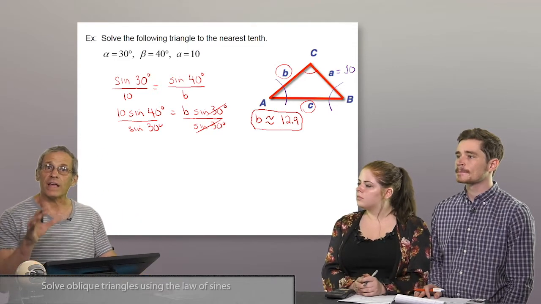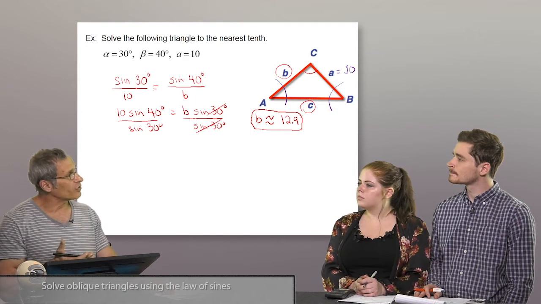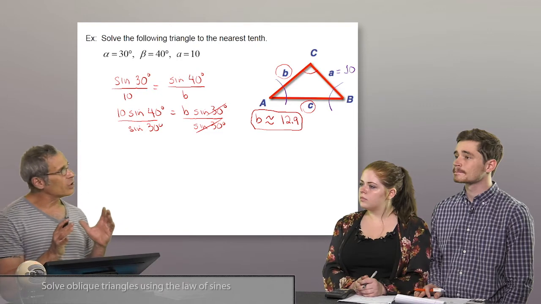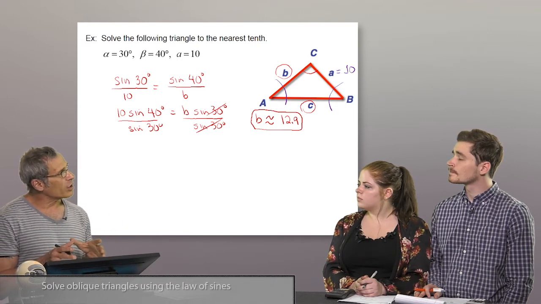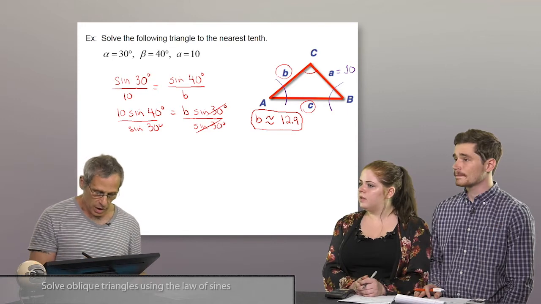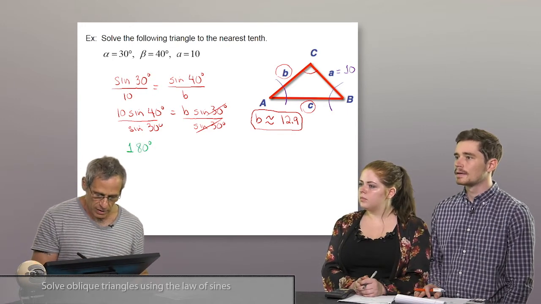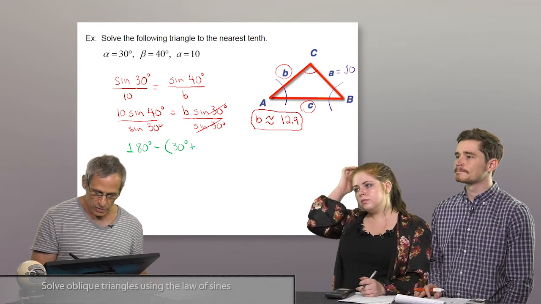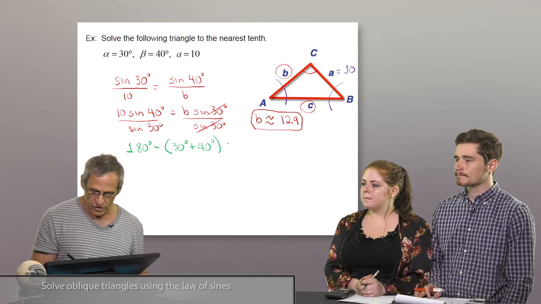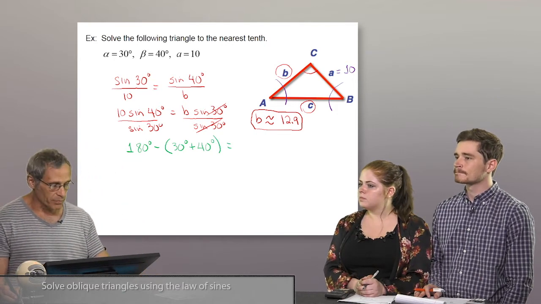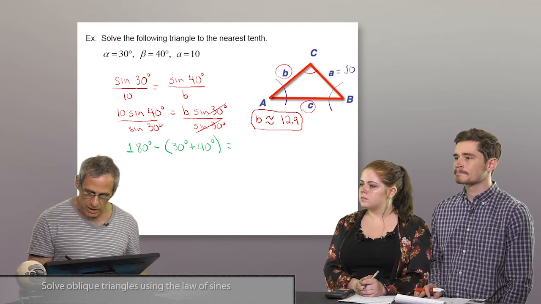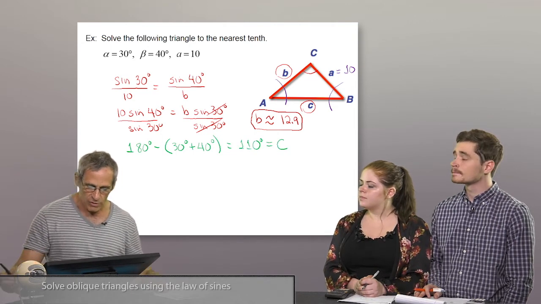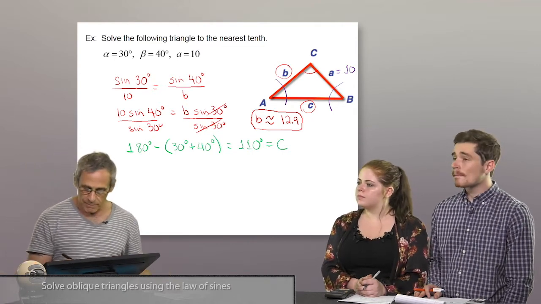Now I also have to find the length of side little c and angle C. Finding angle C is no big deal because I know that the sum of the angles in a triangle adds up to 180. So I have 180 degrees minus the angle I'm given, which is 30 degrees, minus the other angle I'm given, which is 40 degrees. Or I can just add the two angles and subtract from 180. What would that be? That would be 110. So 110 degrees is the measure of angle C. Almost done. What am I missing?